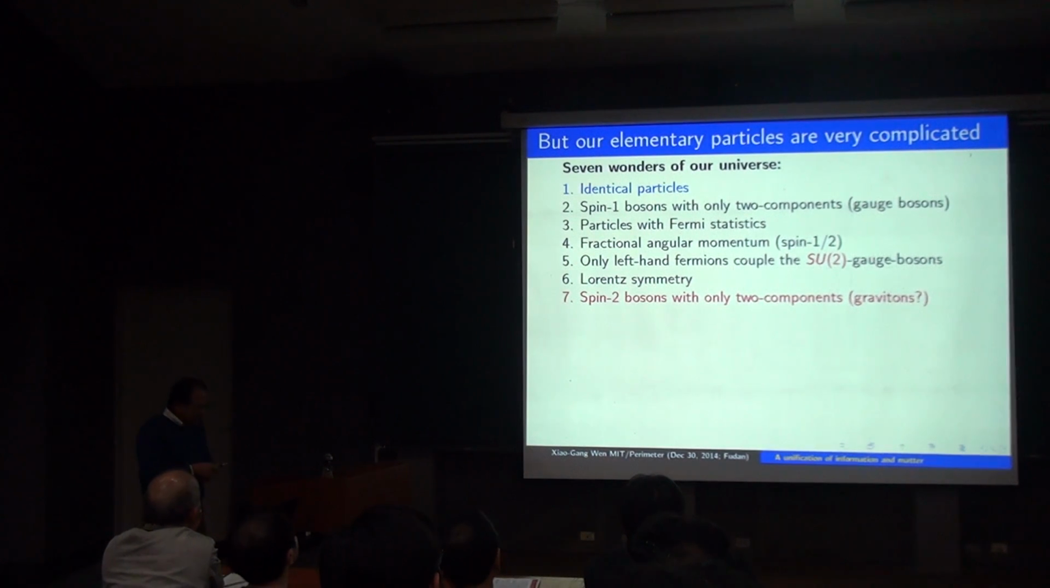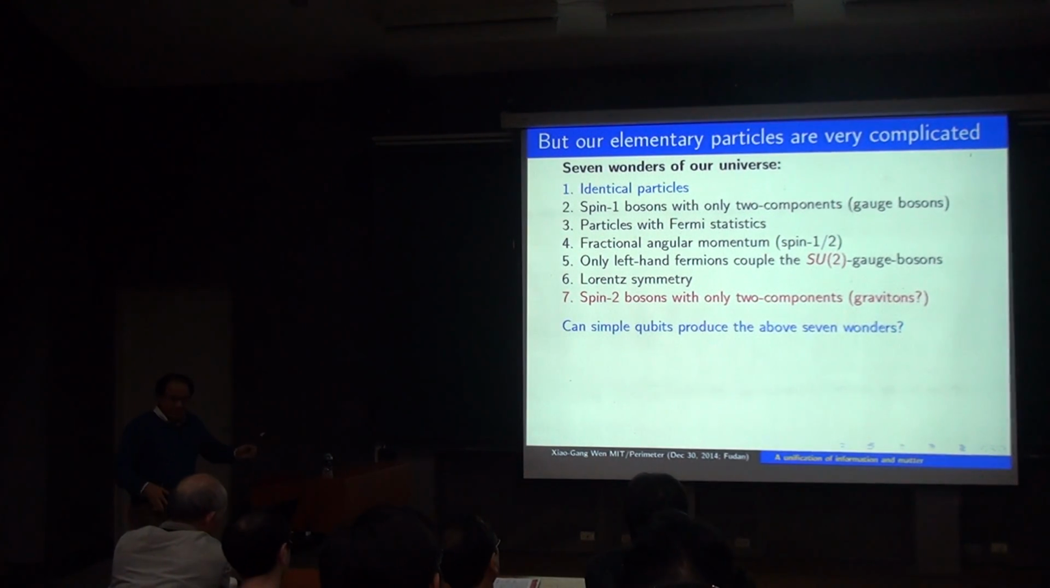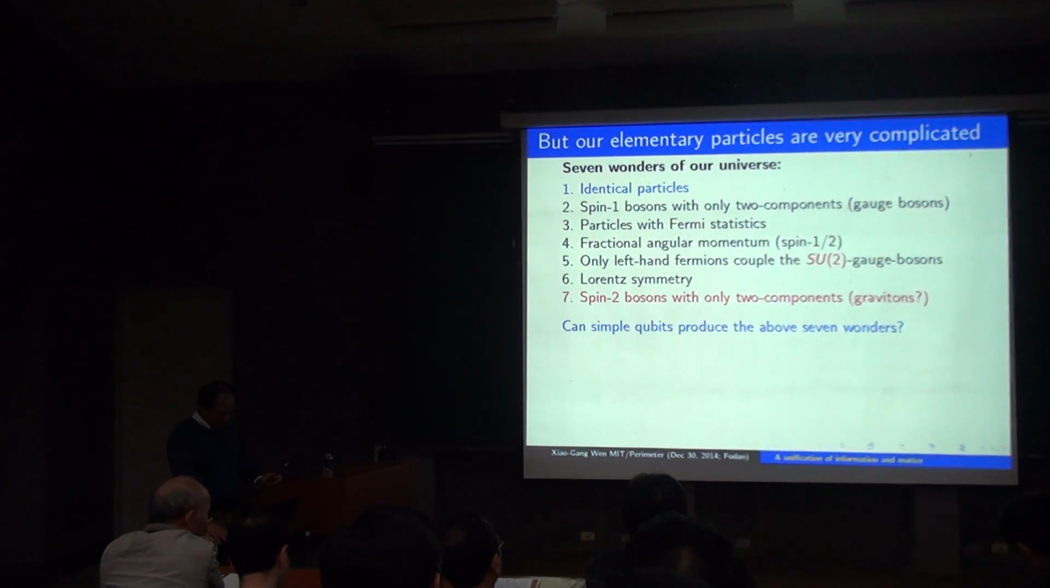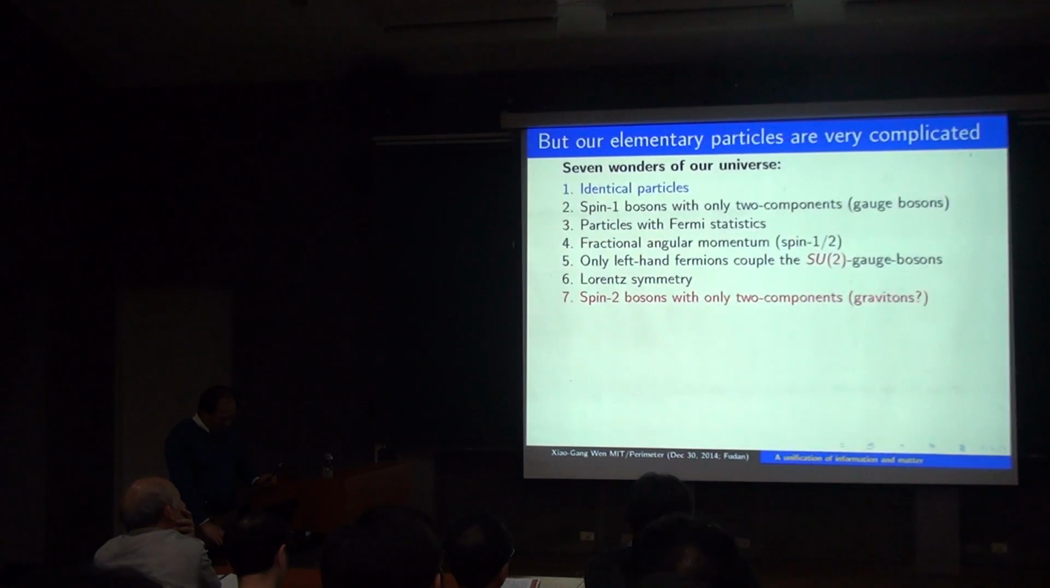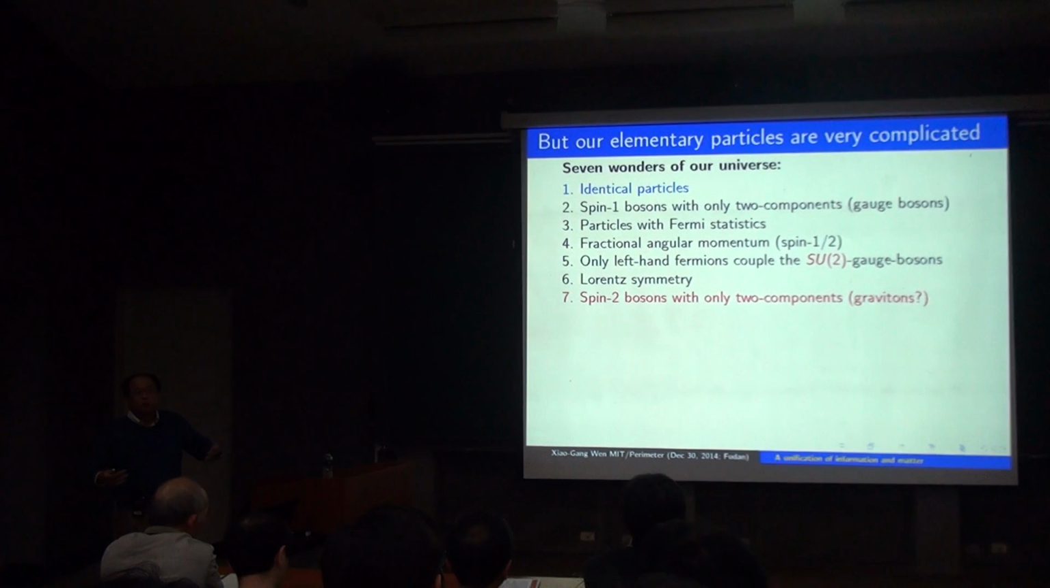And then the challenge is, can simple qubits produce all those phenomena? Basically, if you view our world like this, can we have a photon, electron, weak interaction, graviton? Can those elementary particles emerge as a collective motion of qubits? Qubits are very simple. They are bosonic actually. Qubits are bosonic, but can fermions arise from purely bosonic qubits?